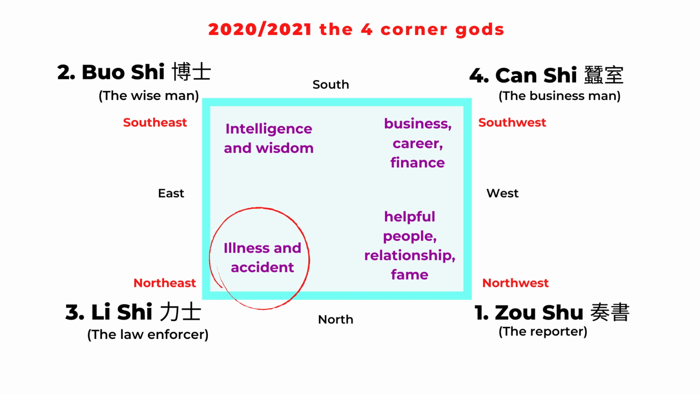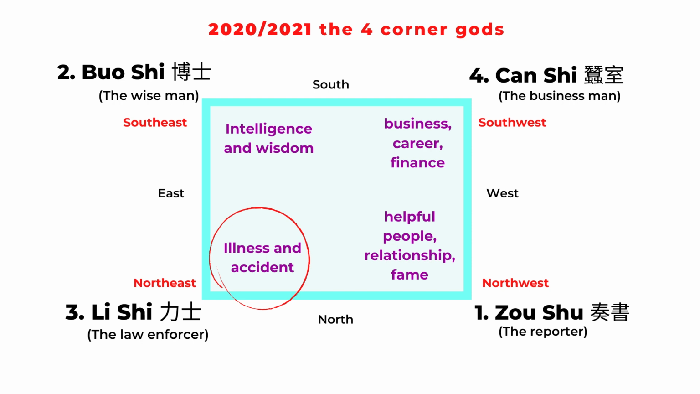The third one is the 立士 or the law enforcer in the northeast corner. And this one is related to illness and accident or all kinds of trouble. And the last one is 禅士 or the businessman in the southwest corner. This one's related to business, career, finance, economy, and wealth.